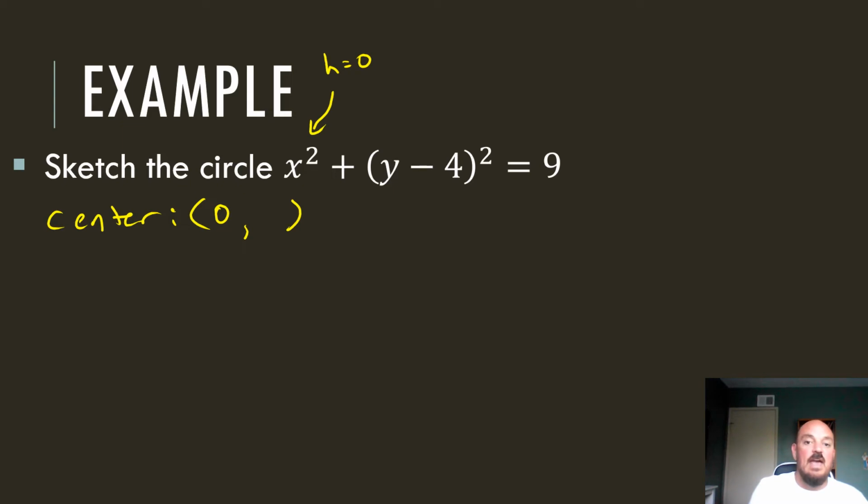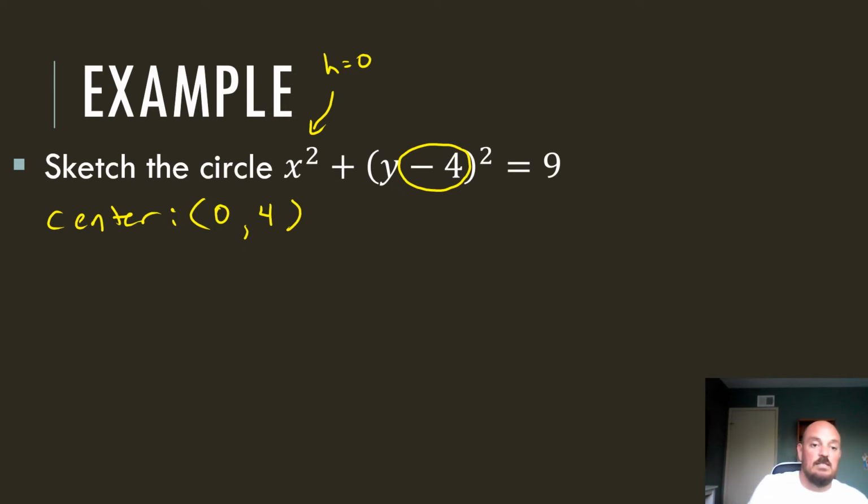Now for the k, I'm going to do what I did on the first example. I'm going to look at the number that does come after the y, and change the sign on it. So the center in this case would be (0, positive 4). 0 because there is no number after the x. Positive 4 because I changed the sign on the number after y. So the center is (0, 4).